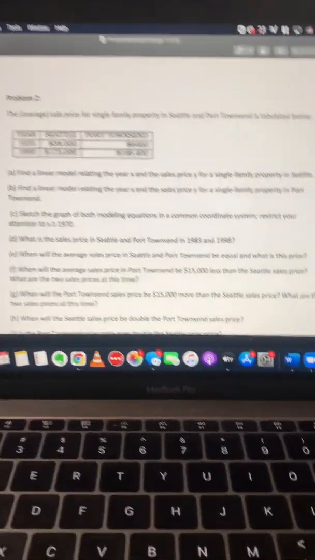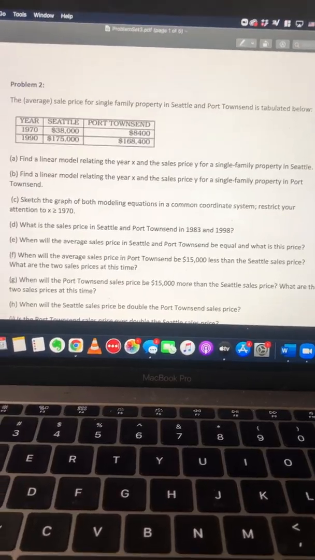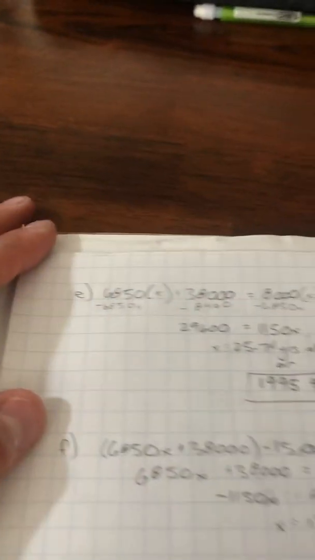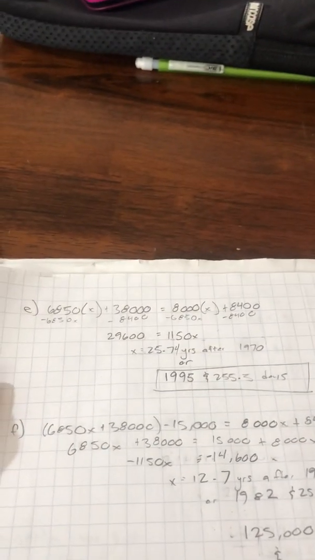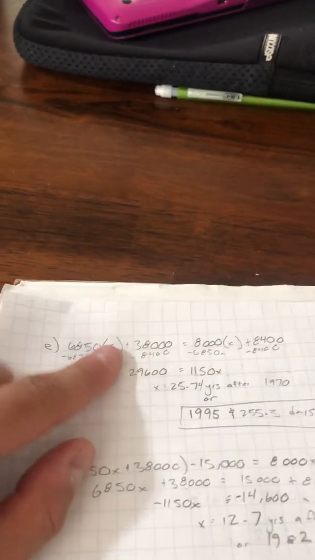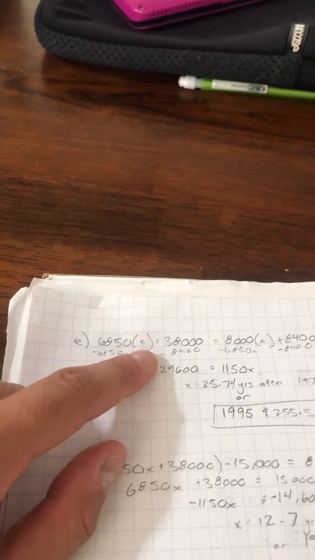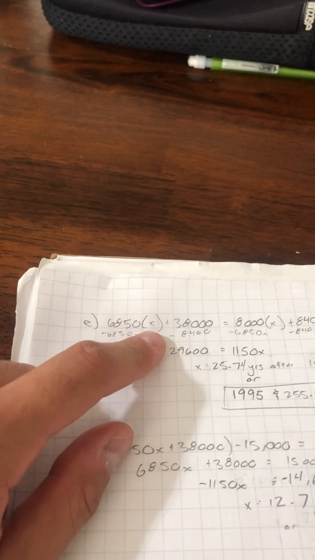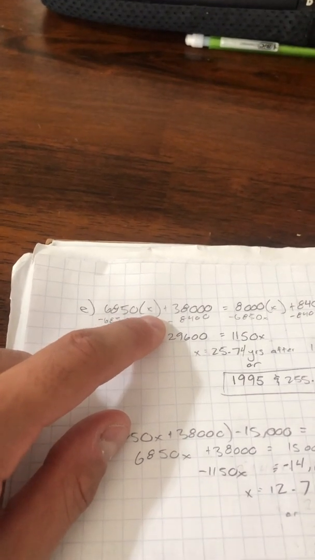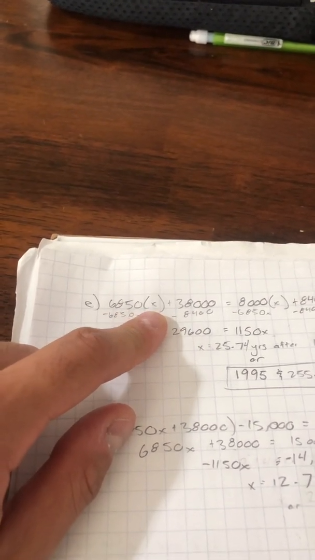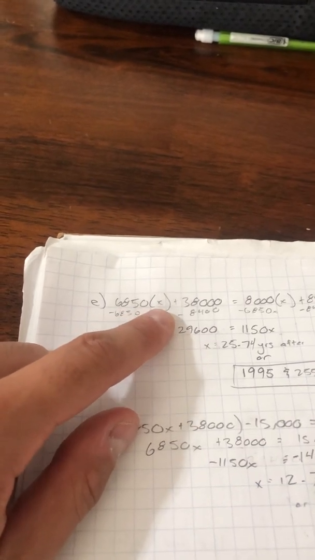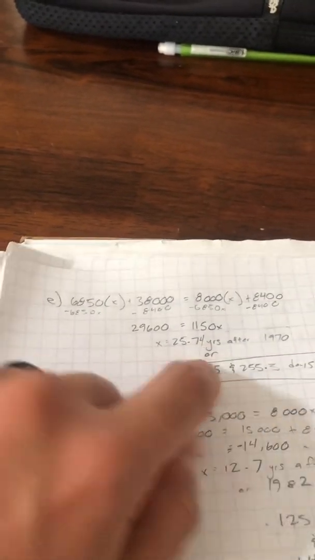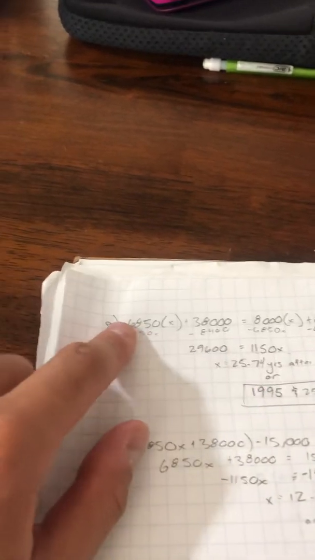Part E asks, when will the average sales price in Seattle and Port Townsend be equal, and what is this price? So all you have to do is set the two equations equal to each other. I was getting really tired of using large numbers, so instead of doing 6,850 times x minus 1970, I just did 6,850 times x, given that x is the number of years after 1970. So I just add 1970 at the end of the problem in order to get the right solution.